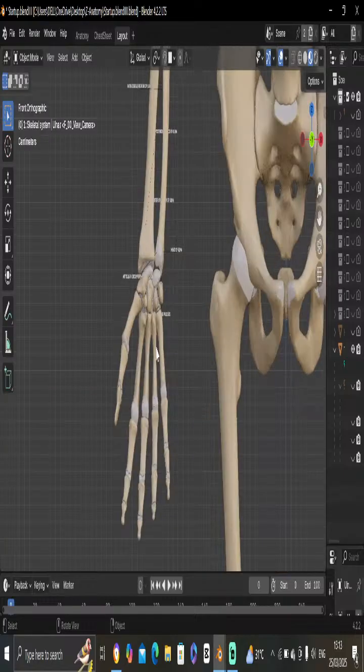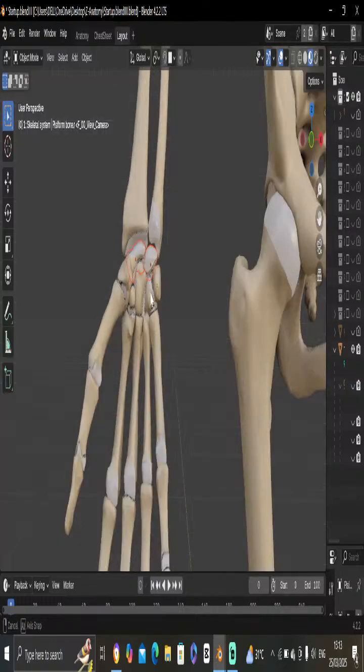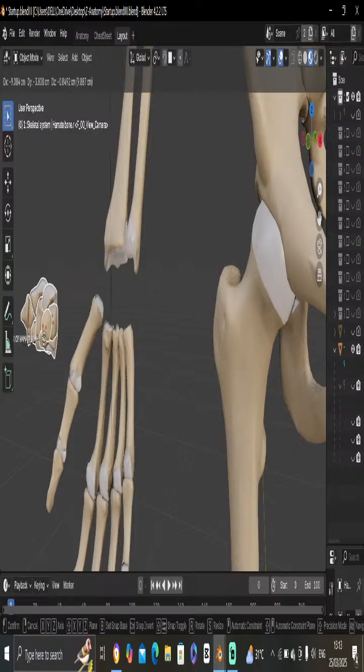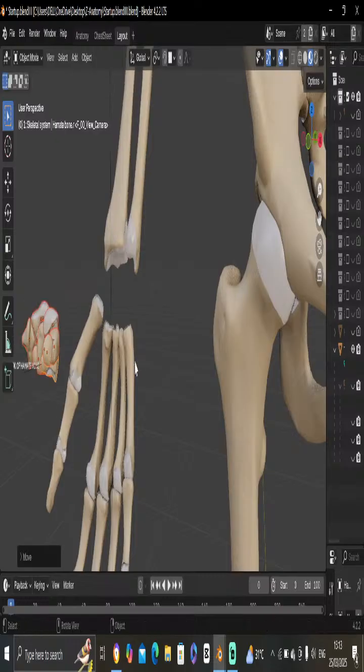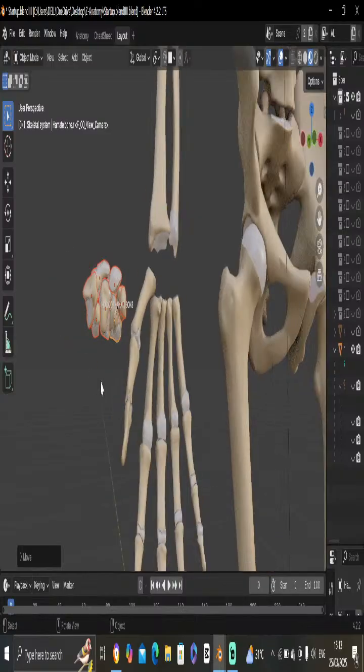The carpal bones are 8 in number. Let me try to select them and bring them out. This is the first, second, third, fourth, fifth, sixth, seventh, and the eighth. So these are the 8 carpal bones, and they make up the bony framework of the wrist.